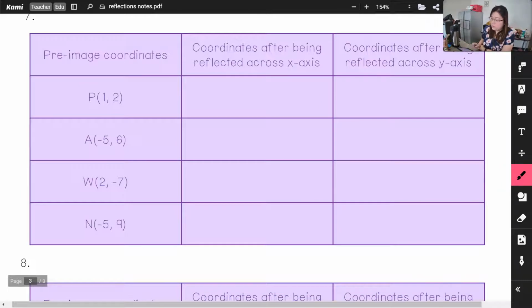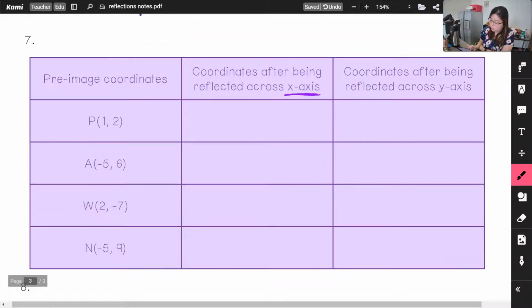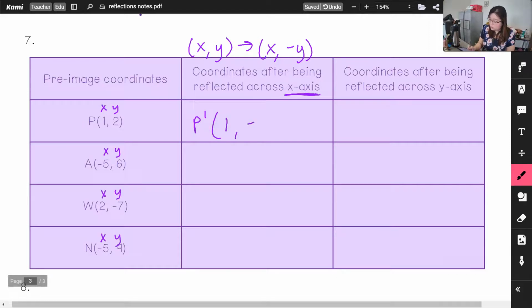Okay? So we have the pre-image coordinates in the first column. Alright, the second column says we're going to reflect across the x-axis. When we reflect across the x-axis, x stays the same and y changes sign. So we're going to do that to each of these points. Okay, so P prime. X stays the same. X is 1. And you know, you can label these if it's hard for you to remember sometimes. No shame. So 1 is going to stay the same. 2 changes signs.